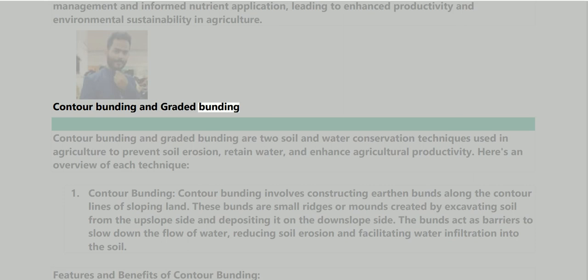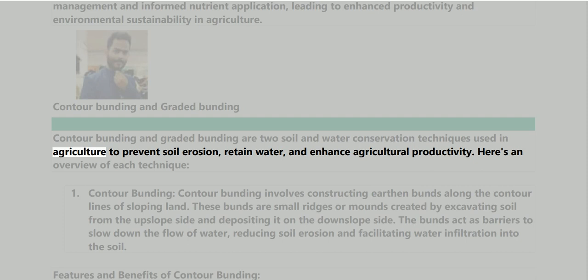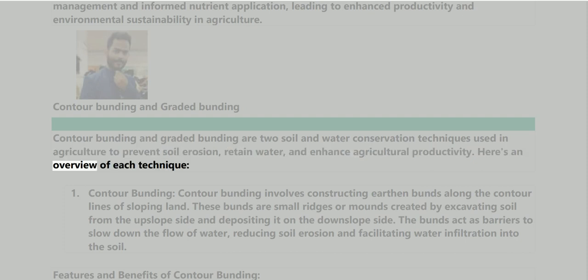Contour bunding and graded bunding. Contour bunding and graded bunding are 2 soil and water conservation techniques used in agriculture to prevent soil erosion, retain water, and enhance agricultural productivity. Here is an overview of each technique.